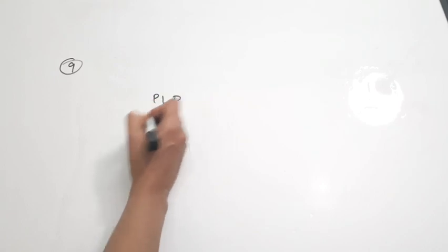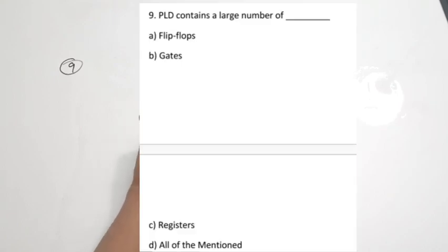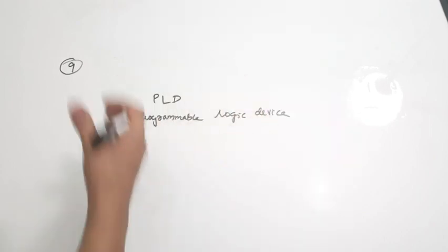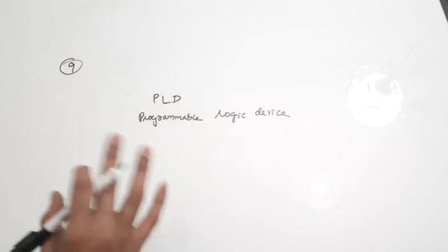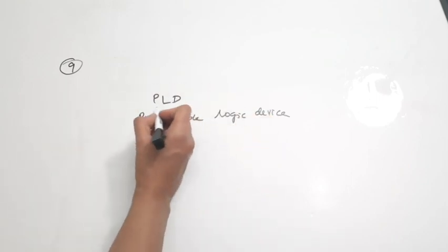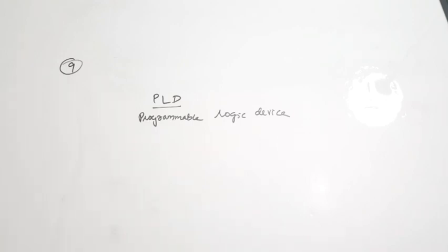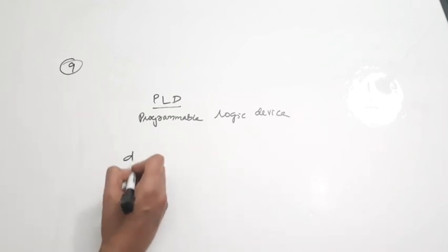PLD is a collection of a large number of gates, flip-flops, and registers interconnected on a chip, and we can use this PLD, that is programmable logic device, to realize any circuit or any circuit diagram. In order to realize it, we can make use of PLDs, which are a collection of registers, gates and flip-flops and all these basic elements. So that is a PLD, that is programmable logic device. So the correct answer is D, all the mentioned.